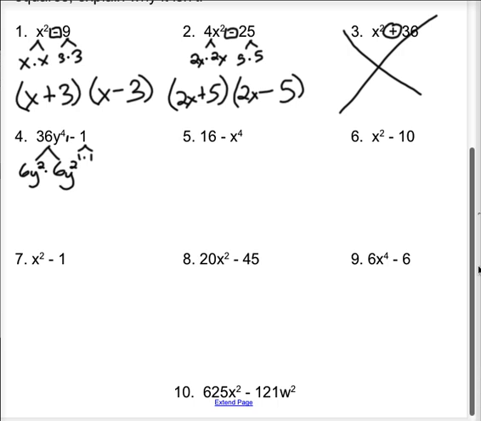We do have subtraction here. So that means I can set up my structure. This does meet the requirements. So set up my two parentheses, plus or minus: 6y squared plus 1, 6y squared minus 1.